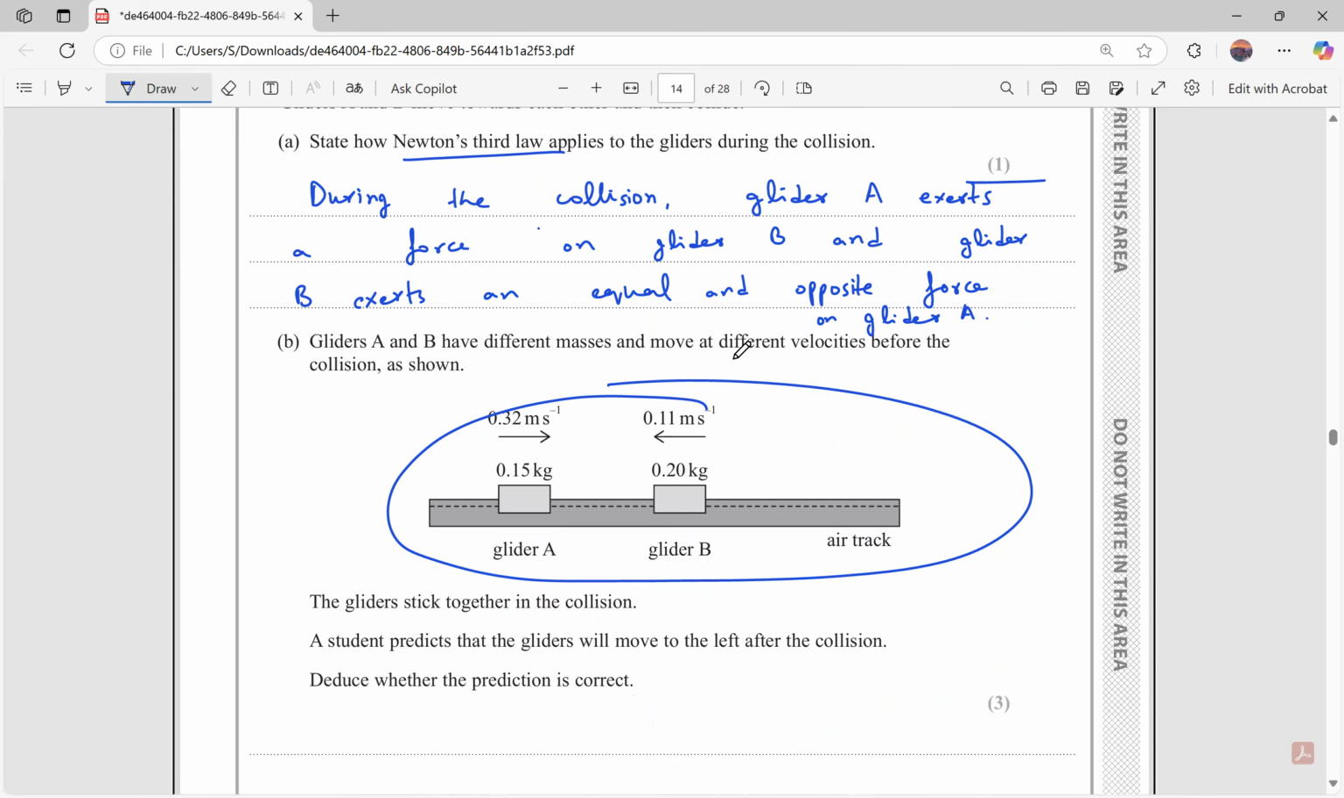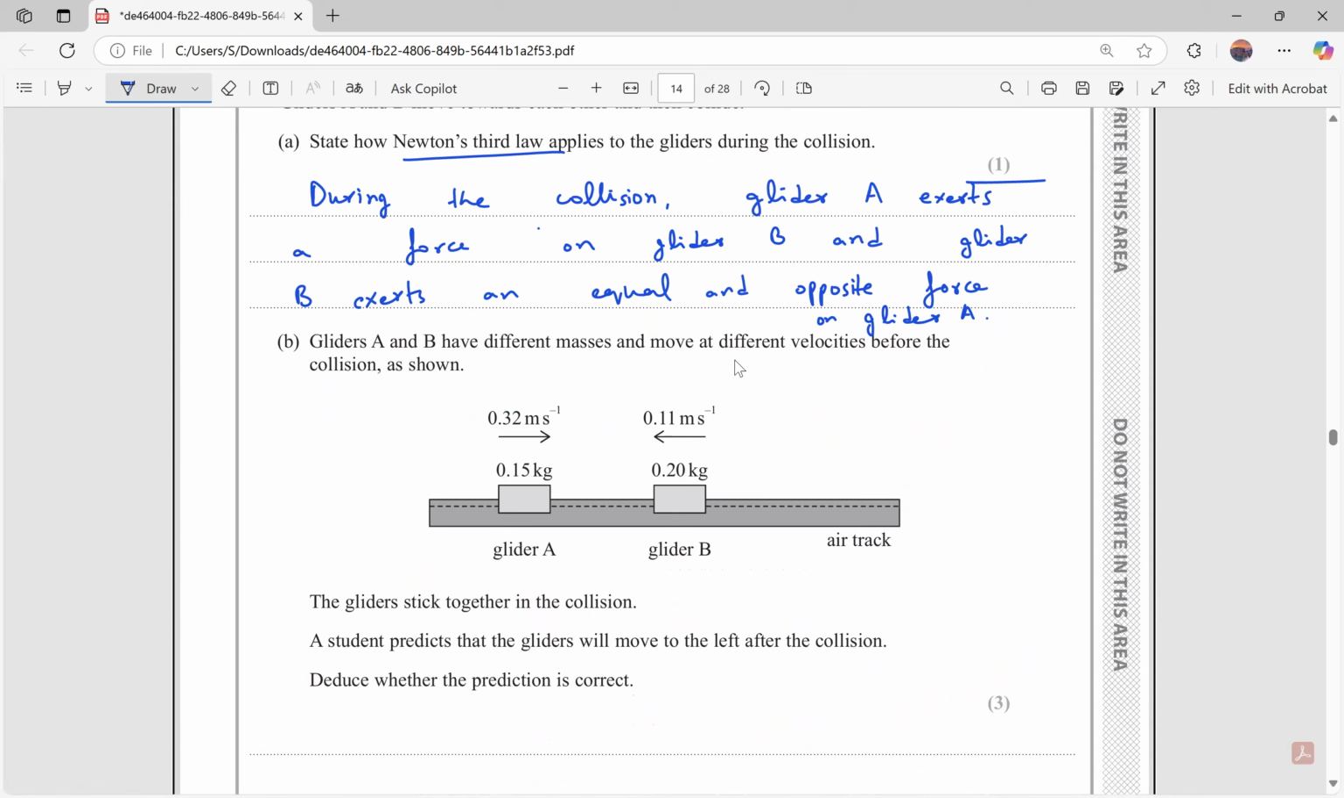Part B, gliders A and B have different masses and move at different velocities before the collision, as shown. So the picture is before the collision. The gliders stick together in the collision. A student predicts that the gliders will move to the left after the collision. Deduce whether the prediction is correct. 3 marks.